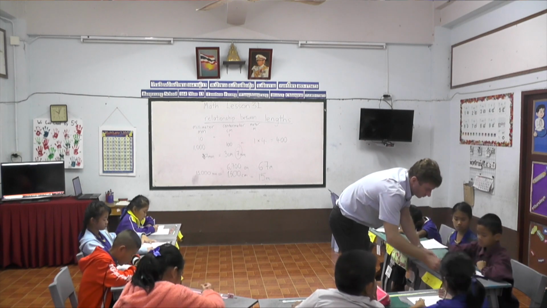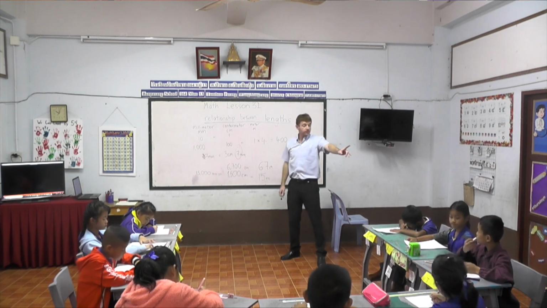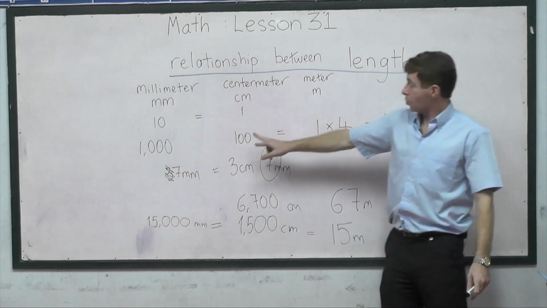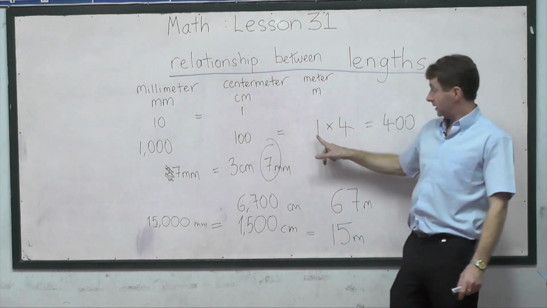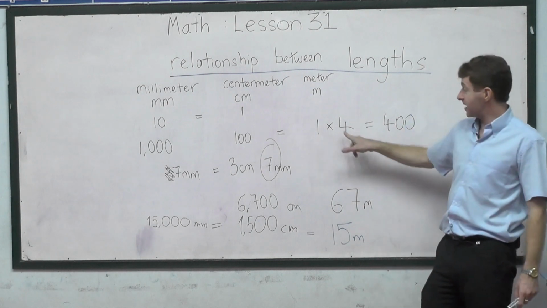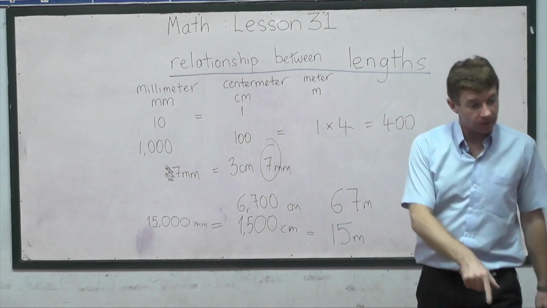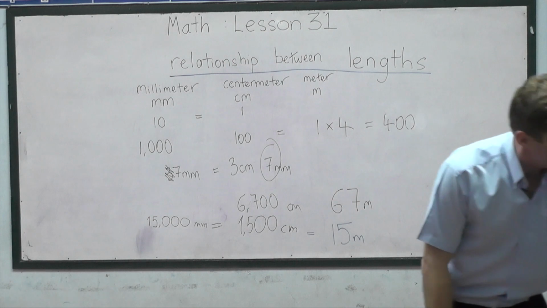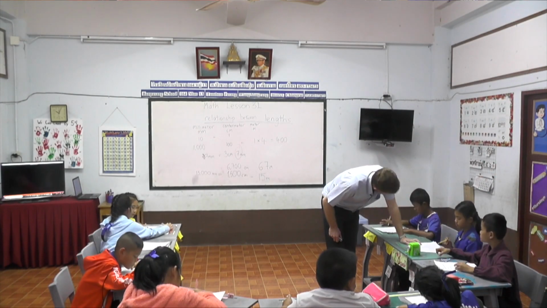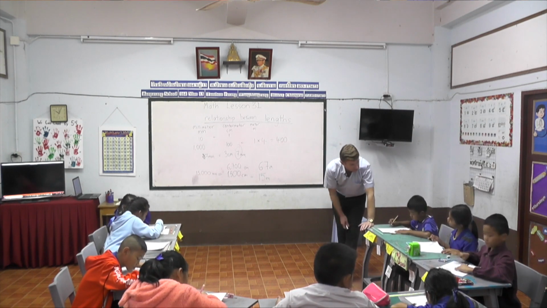Number 7, just have a see. If number 7, where are we? 100 centimeters is 1 meter. 400 centimeters, we have to times by 4. 1 times 4, 400. Okay? Excellent, you see? Yes, yes. These are very good, guys.